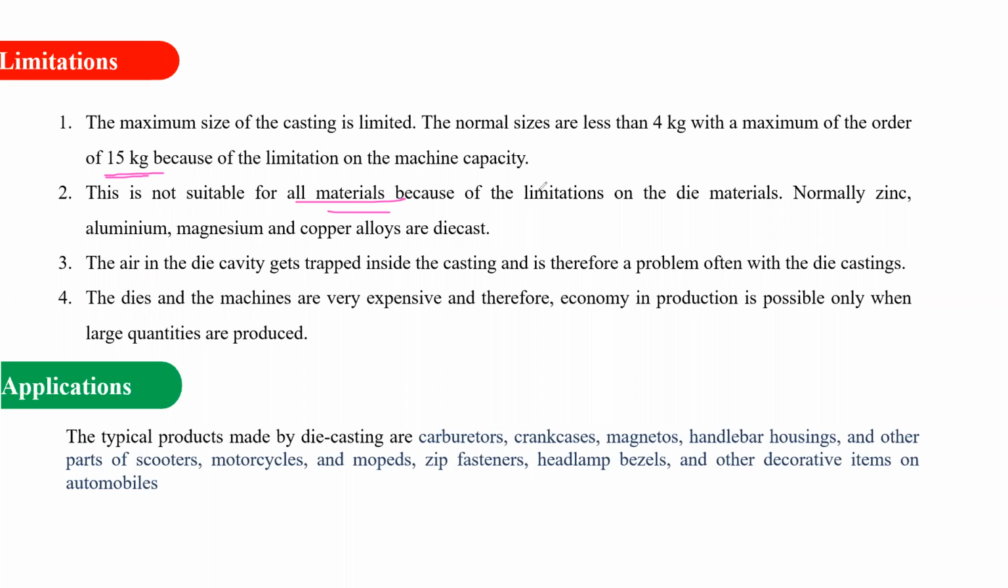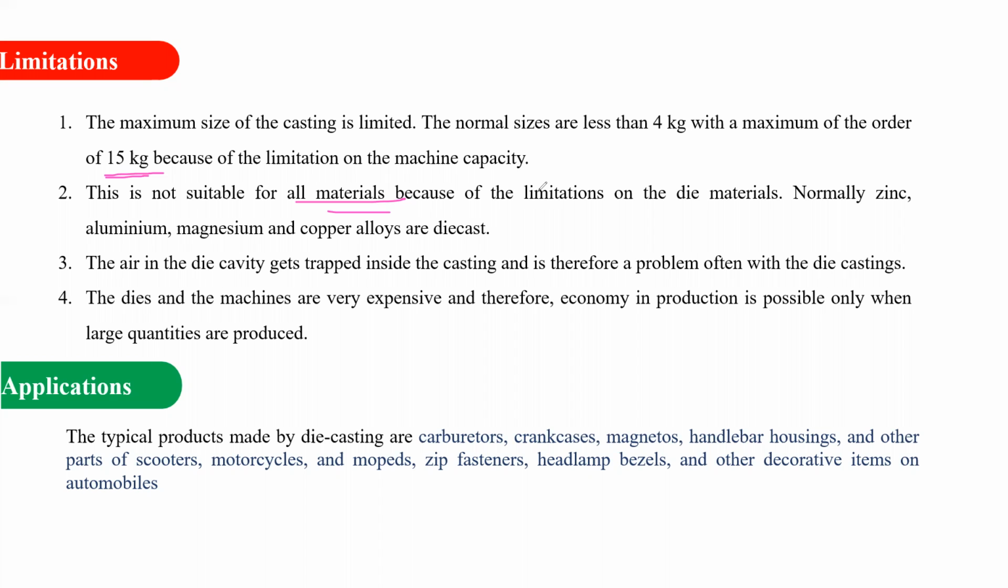It is also not suitable for all materials, because the mold is made up of metallic materials. The melting temperature of the molten metal must be less than that of the die material. So that is the main limitation. We cannot use high melting temperature materials in the die casting process.